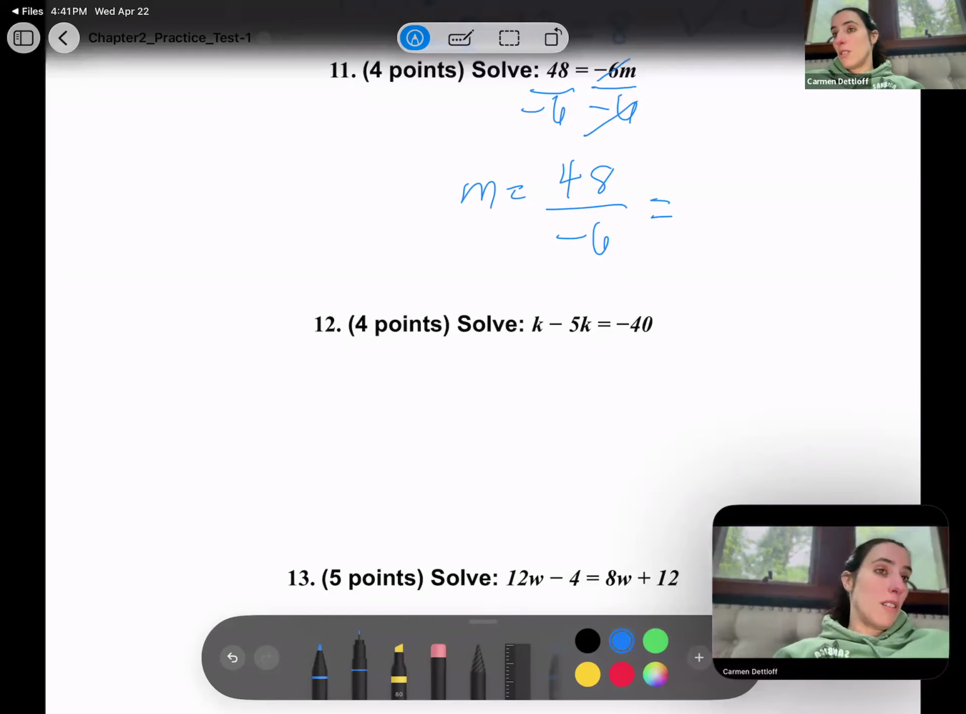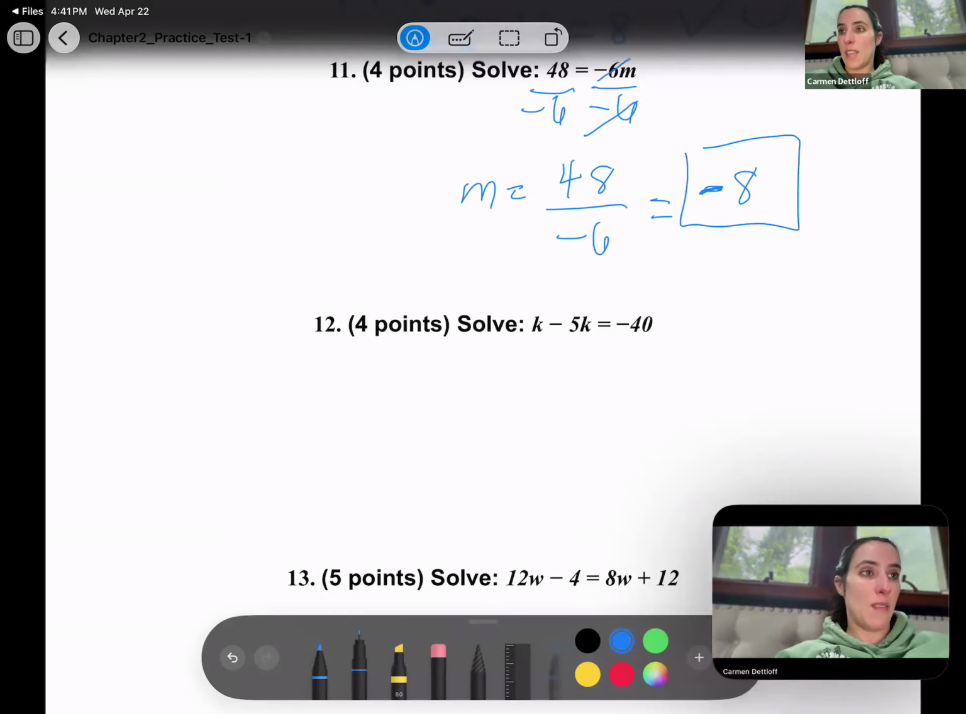And you can use your calculator, you can use your mental math. I've got a positive and a negative. So they've got one nerd that's all by themselves at the party. That is very negative for them. So it's a negative answer. And 48 over 6 is 8. M equals negative 8.